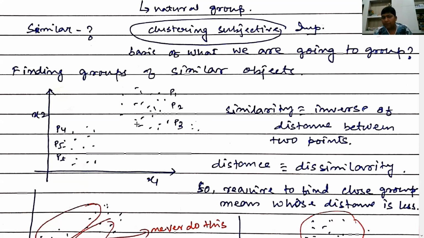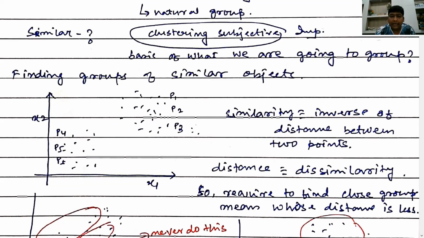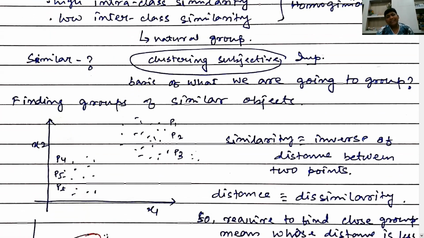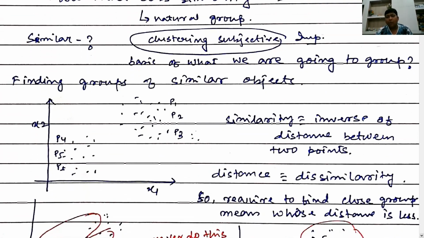And what is the basis for executing the clustering? We already defined that: high intra-class similarity and low inter-class similarity. Based on this, we make the groups. Now we will explain what similarity is. Similarity is the inverse of the distance between 2 points. Identify this as a most important term. What is similarity? Similarity is the inverse of the distance between 2 points.